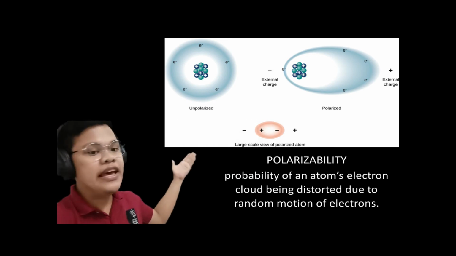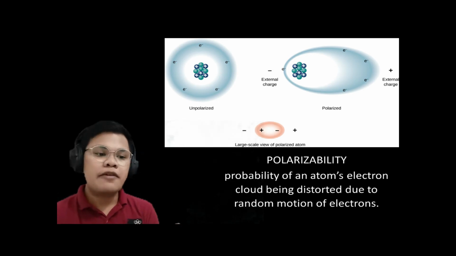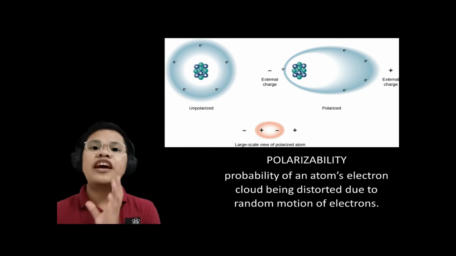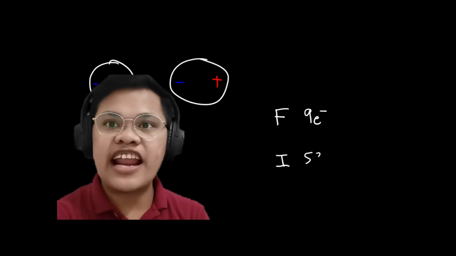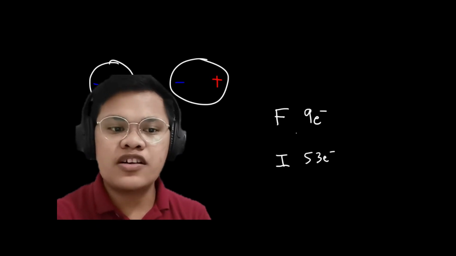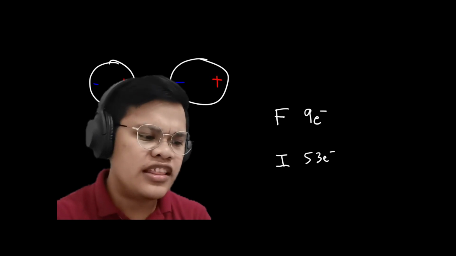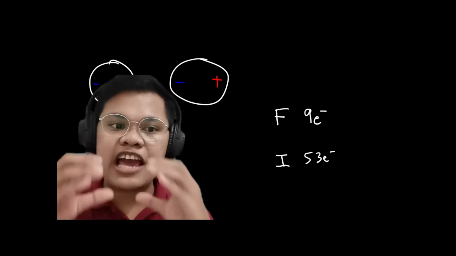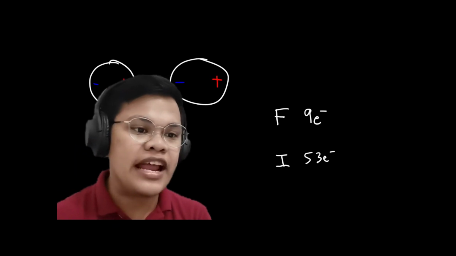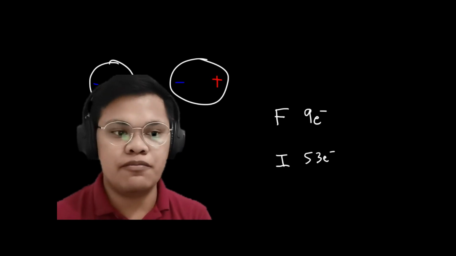Now you need to be familiar with the term polarizability, and it basically describes the probability of an atom's electron cloud being distorted due to the random motion of electrons. So let's have an example. Let's compare fluorine and iodine. Fluorine has 9 electrons and iodine has 53 electrons. Because iodine has a lot more electrons than fluorine, it is more polarizable. A temporary dipole will more likely form in an iodine atom than in a fluorine atom.